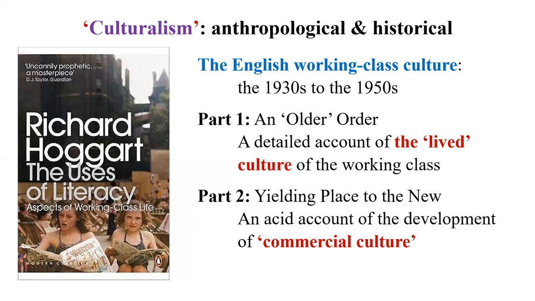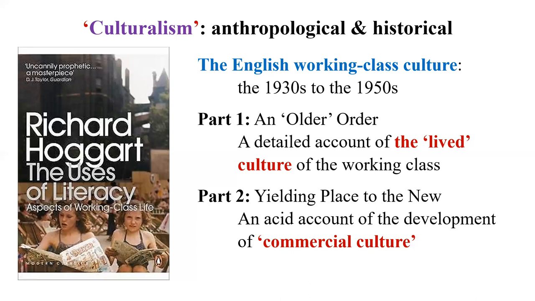Here in detail, he talks about the lived culture of the working class, in the sense of what they ate or what they wore for work or at home, what they read, which newspaper or which novel or which movie they watched. Each and every aspect of their everyday life is called the lived culture of the working class. So Richard Hoggart pays close attention to each and every aspect: their hairstyle, their eating habits, their clothing, the wage they earned, their working timing. So everything is included here.